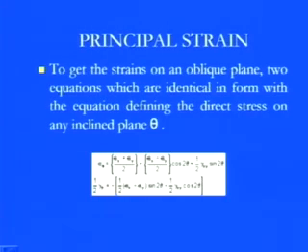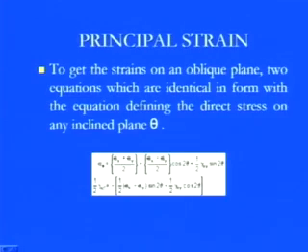So here, these equations which we discussed recently say that epsilon theta is equal to epsilon x plus epsilon y by 2, which is independent of the theta angle, plus the multiple of cos 2 theta, that is epsilon x minus epsilon y by 2, plus gamma xy divided by 2 sin of 2 theta. So you can get the direct normal strain component at the oblique plane if you know the two mutually perpendicular strain components epsilon x, epsilon y, with the shear strain component gamma xy.